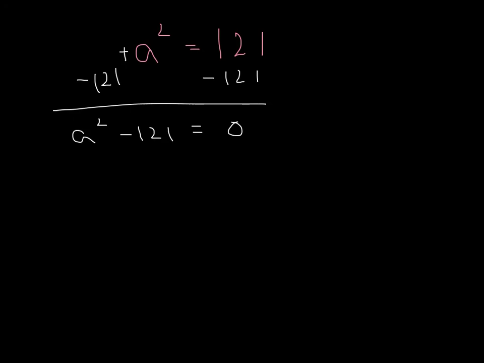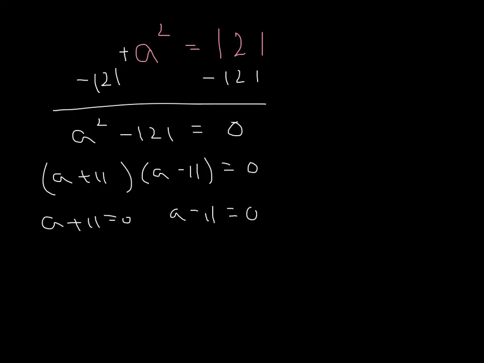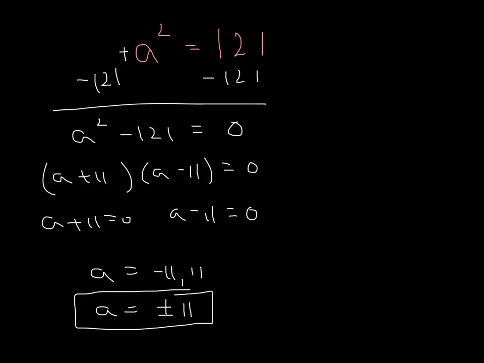Difference of perfect squares, I notice right away 121 is 11 times 11, so that's going to be a plus 11 and a minus 11 equals 0. And set each one equal to 0, so a plus 11 equals 0, a minus 11 equals 0, and I'm going to get a is equal to negative 11 and positive 11 respectively, or a is equal to plus and minus 11. That's it. You should be good to go.